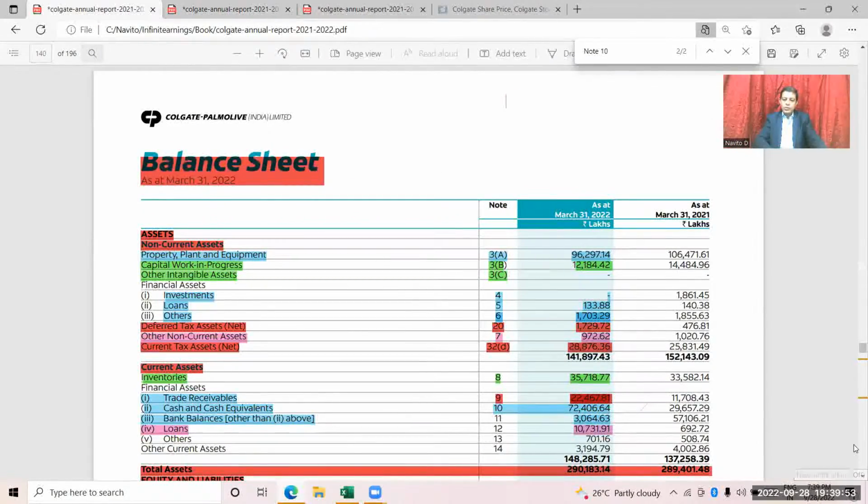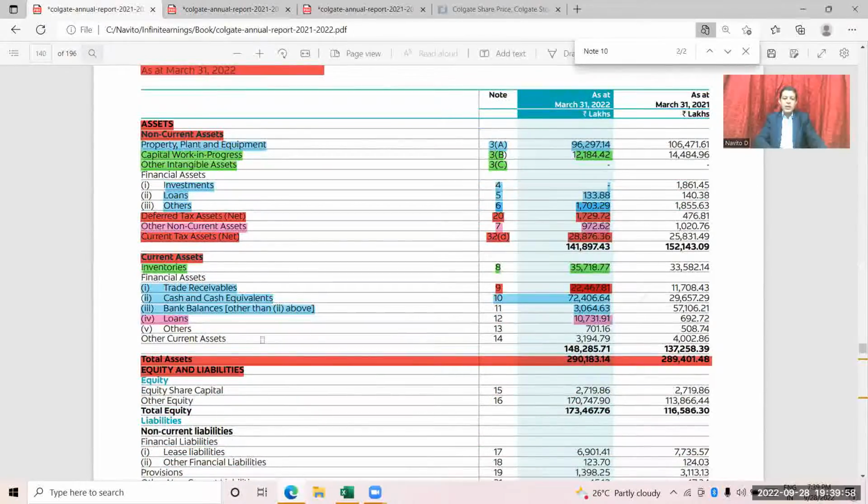So now that we have seen loans, we can similarly see what is constituted within the other current assets as part of the respective notes.